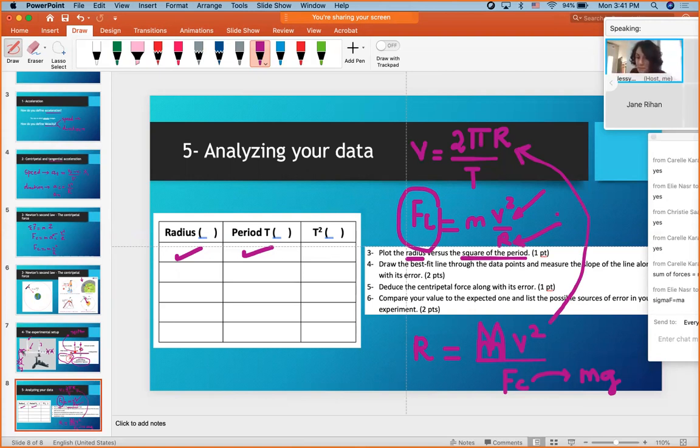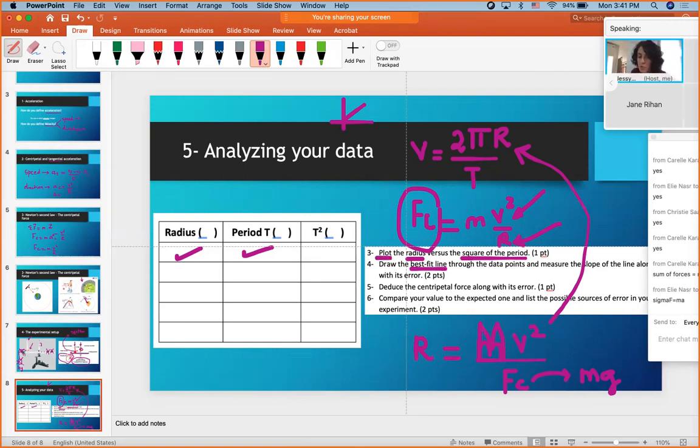If you replace V by 2 pi r over t and make sure you square the whole thing and write the equation again as r as a function of t squared, you will obviously get a straight line passing through the origin.